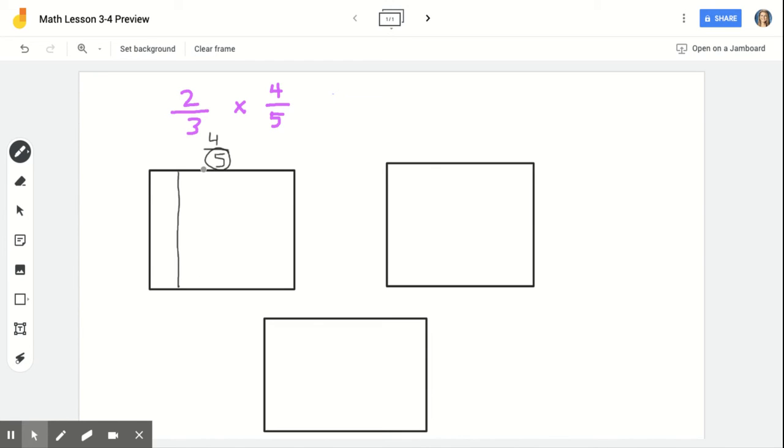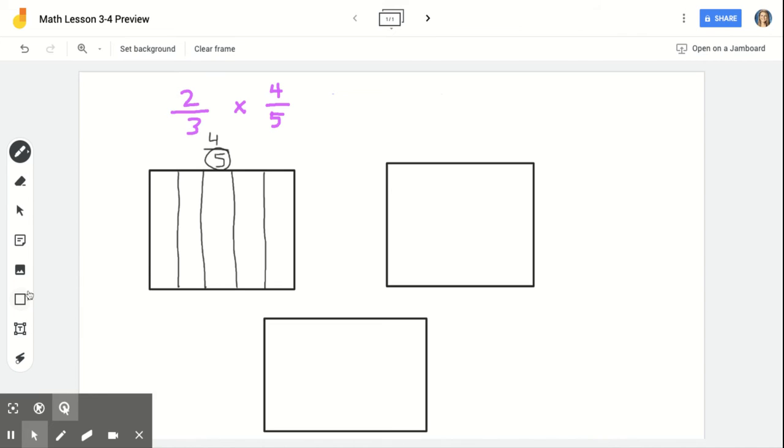So I'm going to do one group there, 2, 3, 4 lines to break this box, or one whole, into 1, 2, 3, 4, 5 parts. So you go ahead and carefully do that. And again, if you need to pause, go ahead and do that.